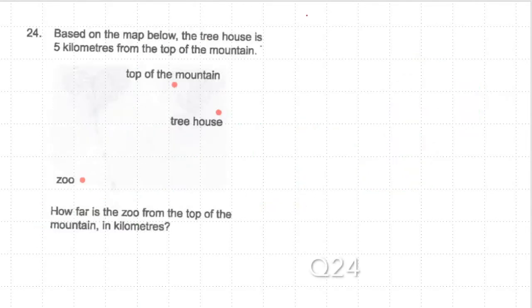The answer that you actually gave me is 11, but then it's wrong. Okay, so how to do such a question? You use a ruler and measure here first. The length from the mountain to the tree house is actually 1.6 centimeter. Okay, and then you can use the same ruler and measure from the top of the mountain to the zoo. Top of the mountain to the zoo is actually 5 centimeter. No, it's actually 4 centimeter.